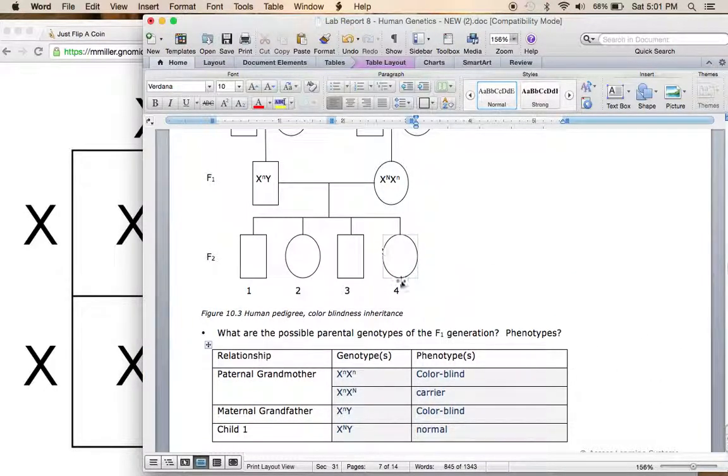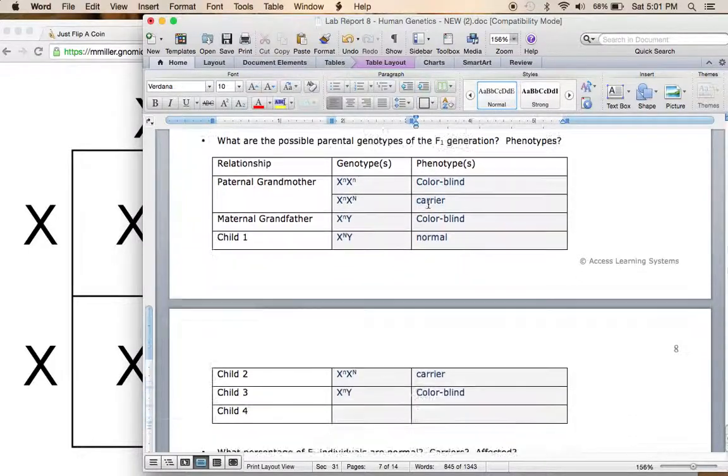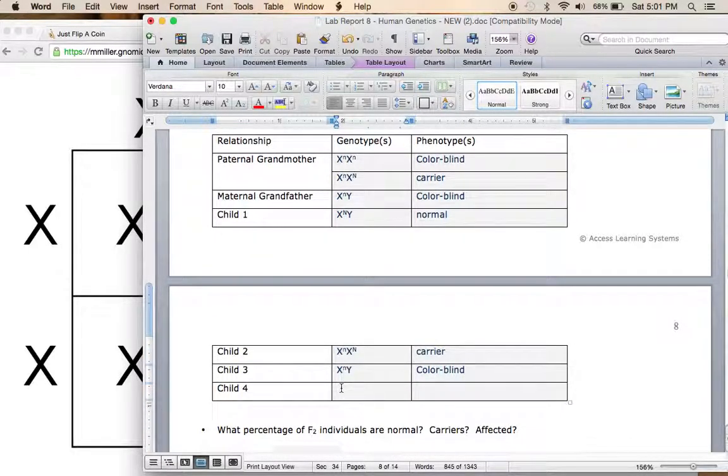So looking at the 4th child, or the last option, it's going to be a female. She's going to get an X from each parent. So she's going to get the abnormal X from the dad, and then she's going to be the unlucky one that gets the abnormal X from the mom, the second X chromosome. So she is going to have 2 abnormal X chromosomes. Which means that she is going to be colorblind.